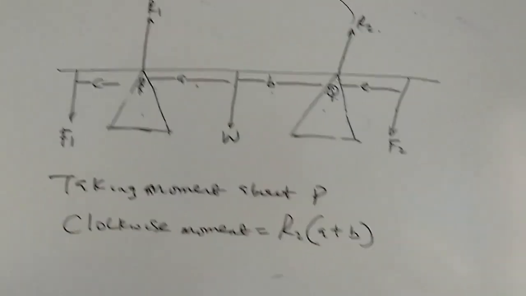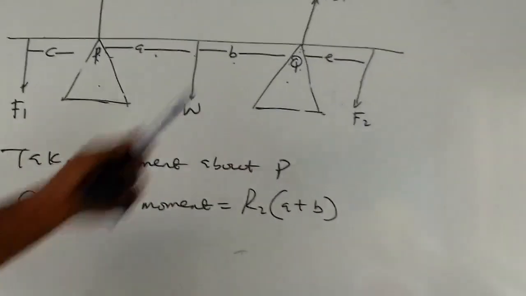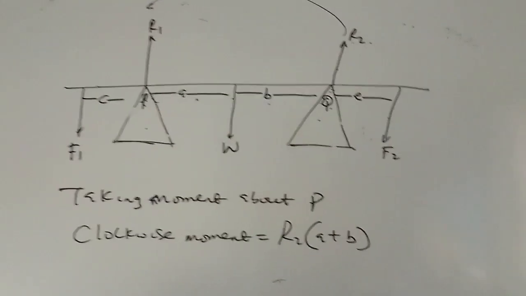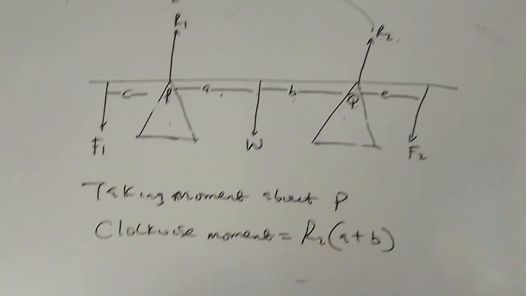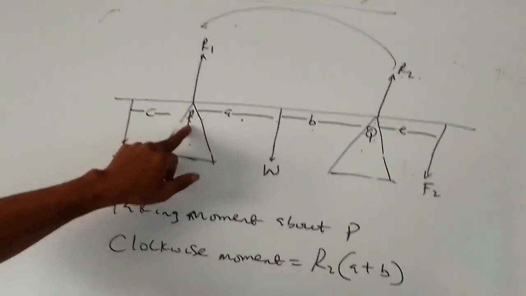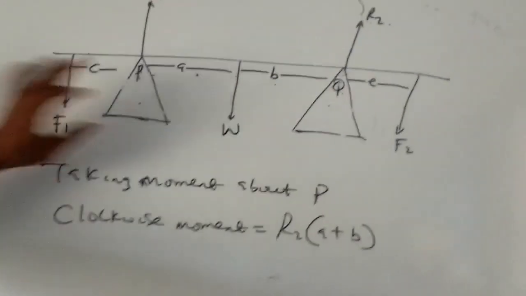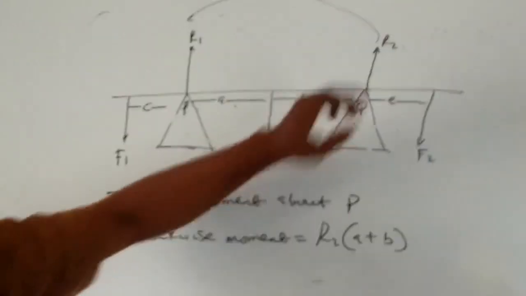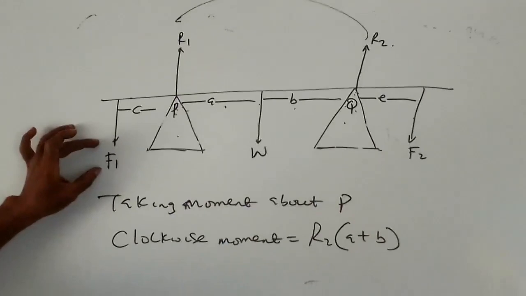Which other force rotates in the same direction as R2? Which other force is clockwise? The other clockwise force is the one placed before P, where you're taking the pivot. And the force you see before the pivot is F1 down there. So this R2 and F1 will move clockwise.